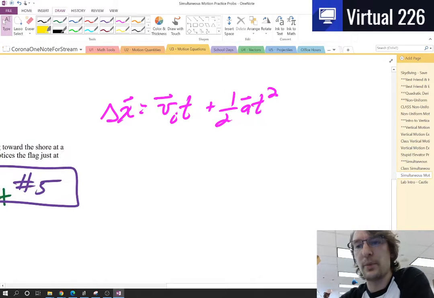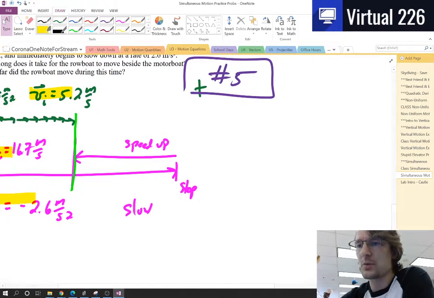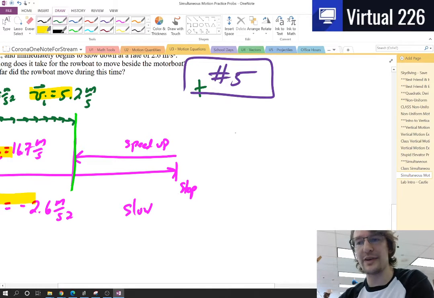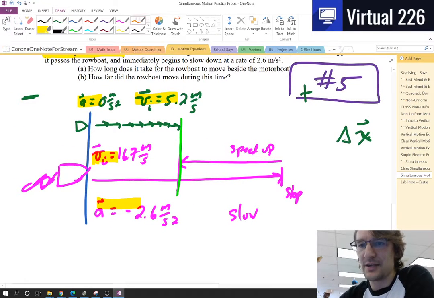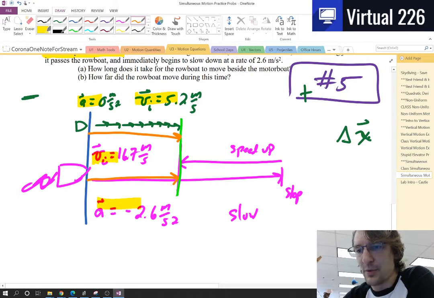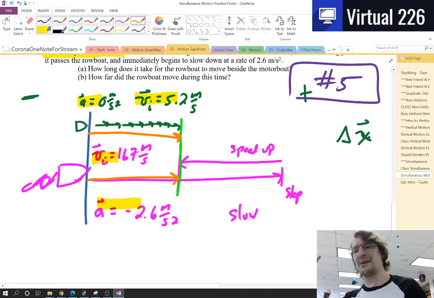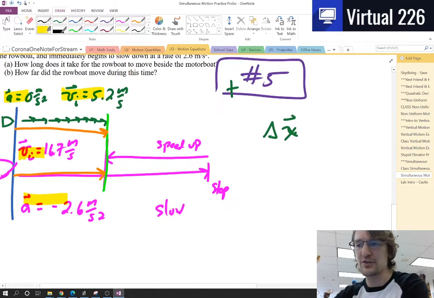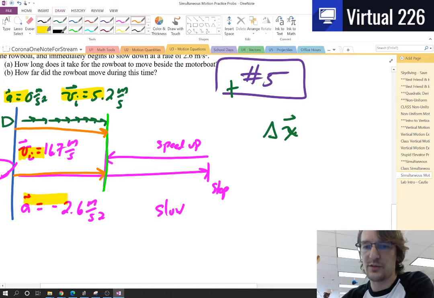And we're going to use it for both objects. So if I write this equation number 5 out for the rowboat, well, I don't know what delta x is, and that's fine. It's just some value, because that delta x is actually going to be how far the rowboat traveled. And that's technically the same displacement as the motorboat. Yes, I know the motorboat went out further and then it came back, but that's a distance, remember? And with vectors, we're talking about displacements. We're talking about starts and finishes.